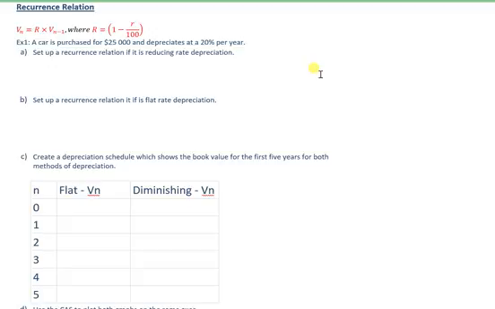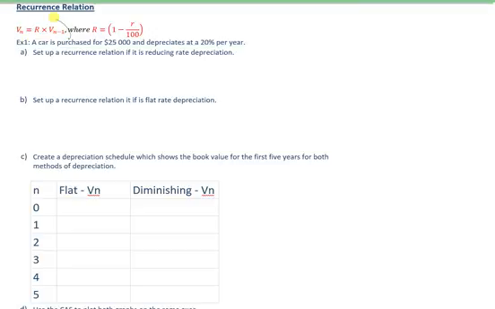Alright, so similar to everything that we've done so far, we're going to take a look at diminishing or reducing depreciation, also as a recurrence relation. So not just as a formula to get the nth value, but thinking about it recursively, so what's happening to get to the next value each time. In general, this is going to look very familiar. This is the exact same as compound interest right here.